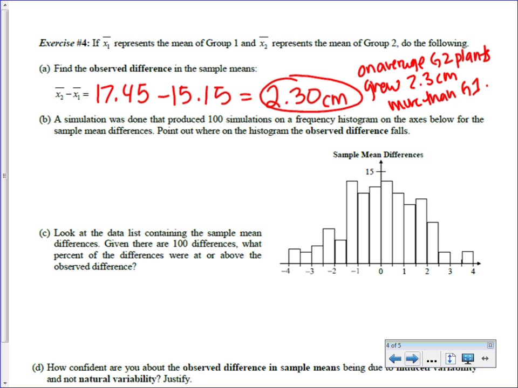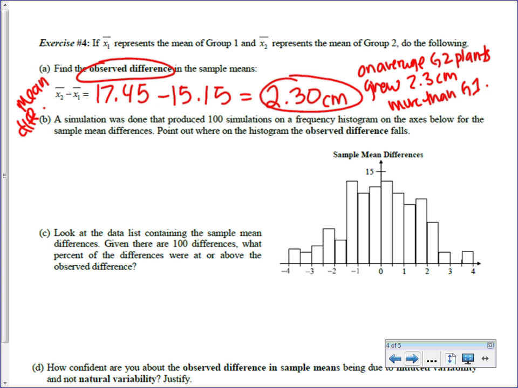Okay, part B. This simulation was done that produced 100 simulations on a frequency histogram on the axis below for the sample mean differences. So all differences in sample means. Point out on the histogram where the observed difference falls. That's what we just calculated. It's the observed difference or the mean difference.